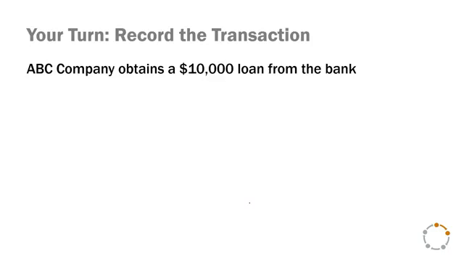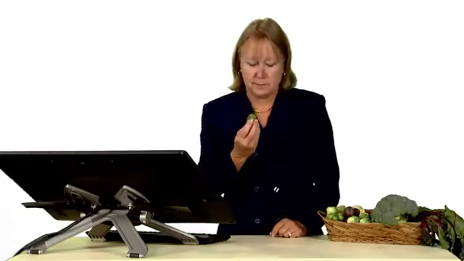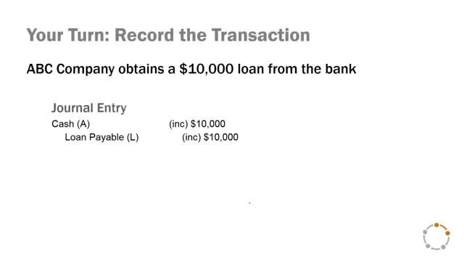Let's try another one. ABC Company obtains a $10,000 loan from the bank. Take a few minutes, give this one a try, then come back and we'll see how you did. These are growing on me. Let's start with the journal entry.